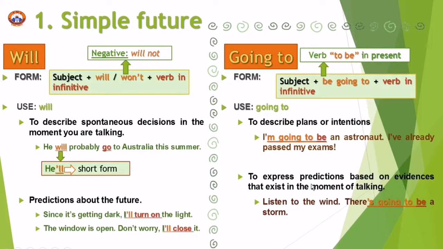To express predictions based on evidences that exist in the moment of talking. Listen to the wind. There is going to be a storm. Here I have an evidence here. The sound of the wind. Okay? So this is the difference between going to and will.